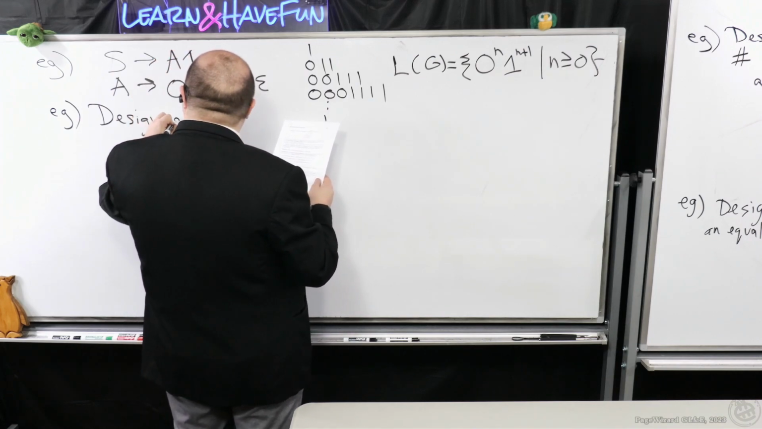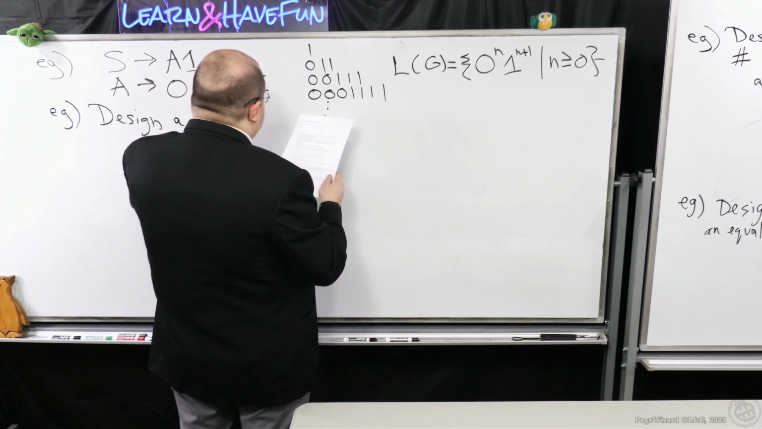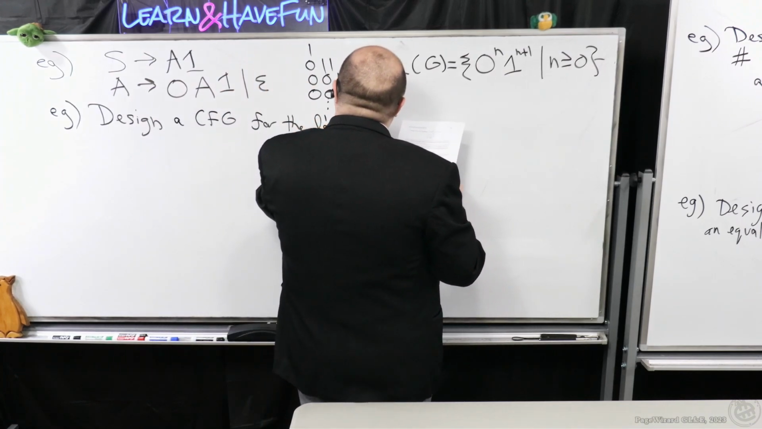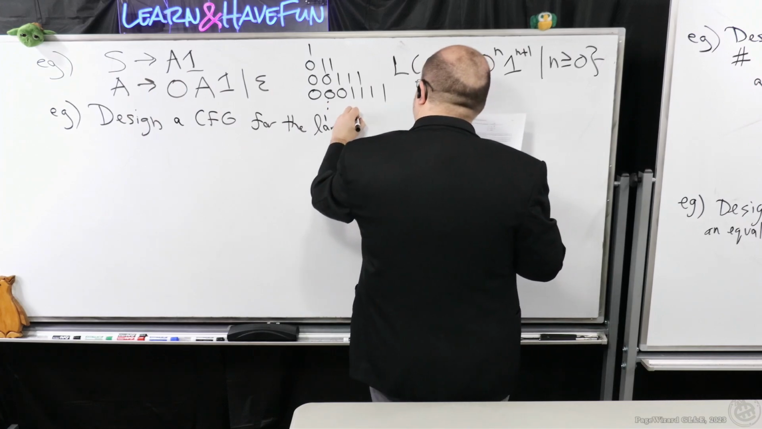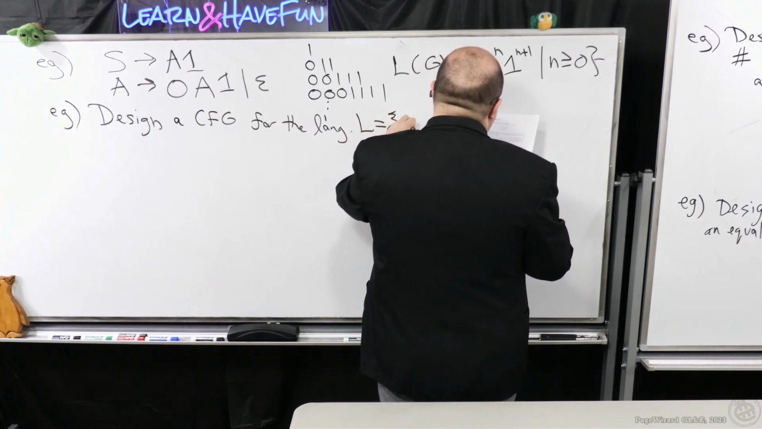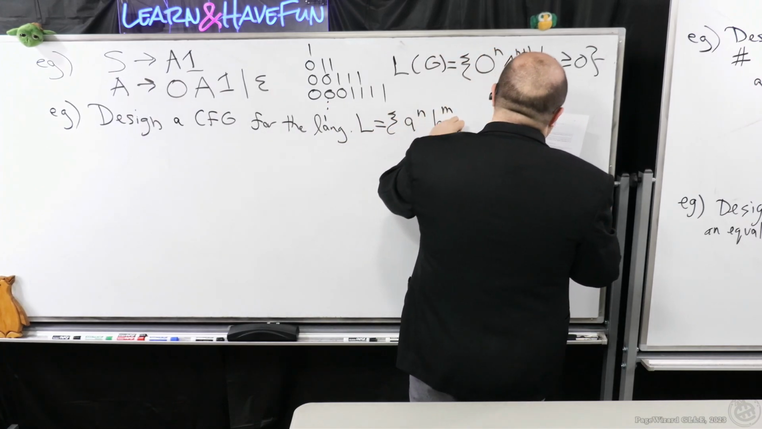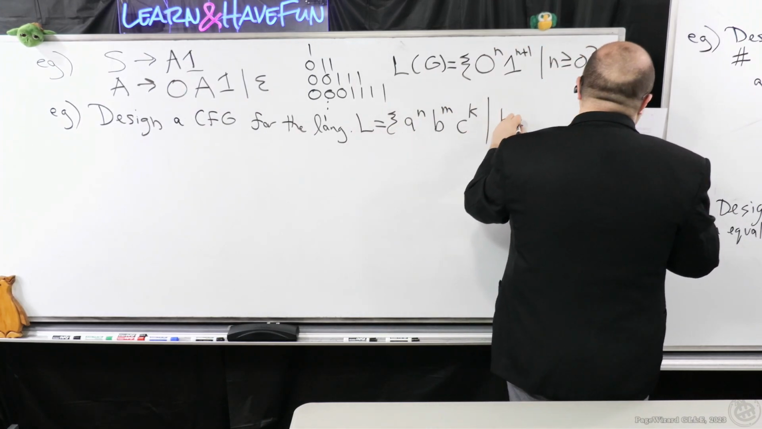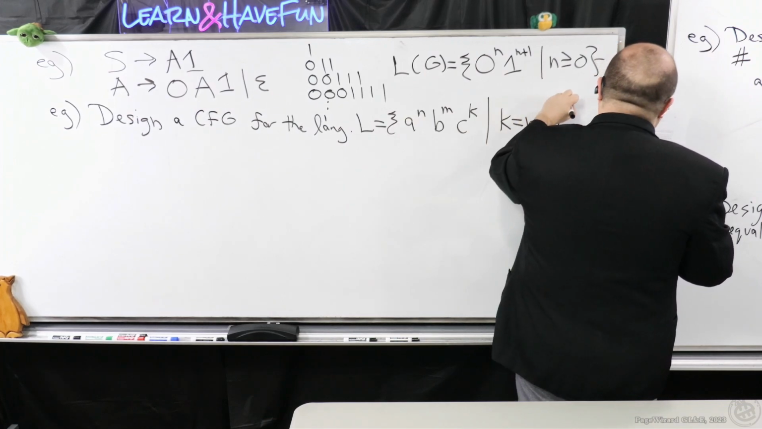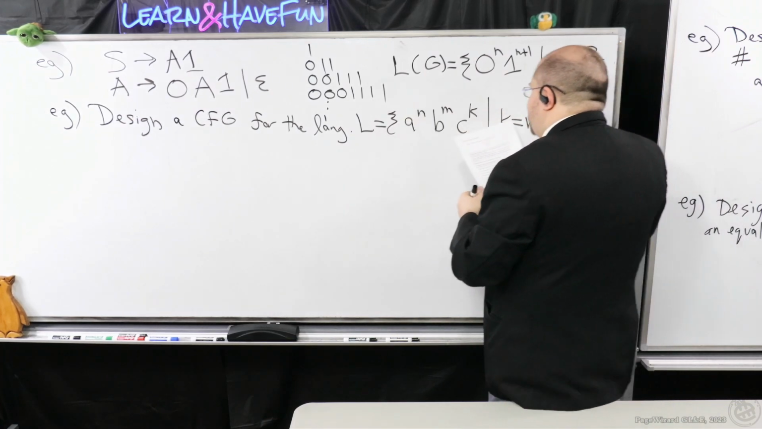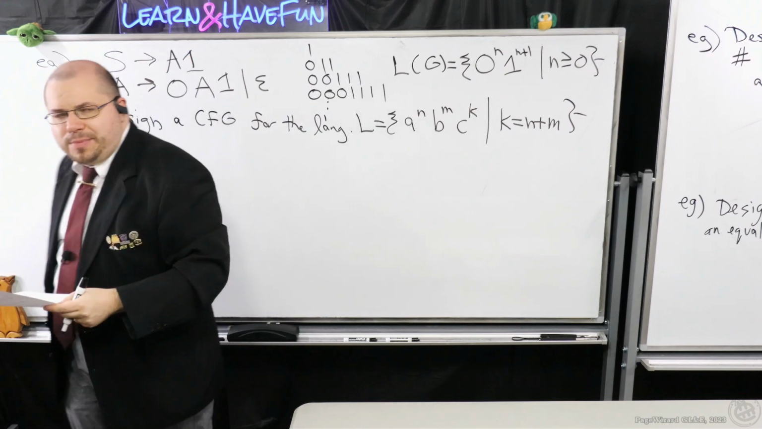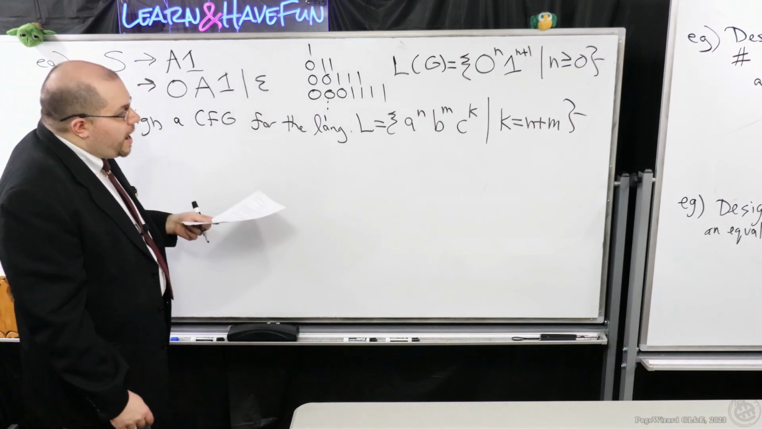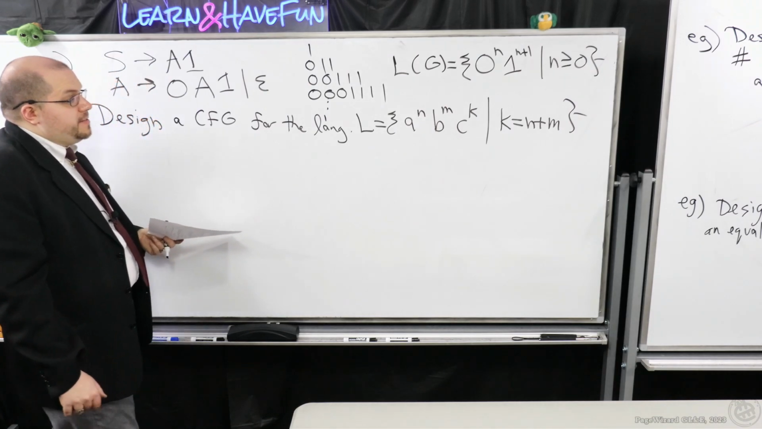So let's design a context-free grammar for the language L. It's going to be A to the N, B to the M, C to the K, such that K is equal to N plus M. So what does that mean in plain language? It means that the number of C's is equal to the number of A's plus the number of B's.